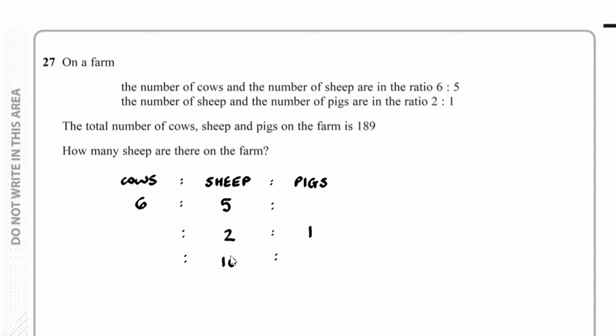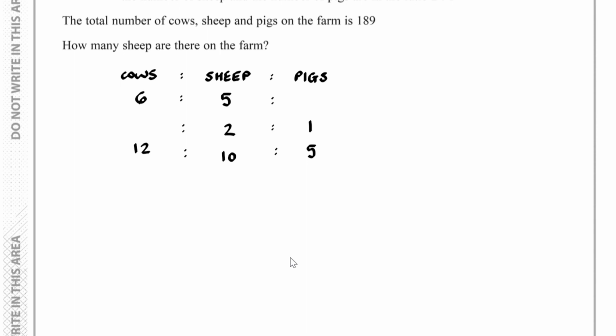What do I multiply 5 by to get 10? Well, I multiply that by 2, so 6 times by 2 is 12. What do I multiply 2 by to get 10? Well, that's 5, so 1 times by 5 is 5, so I've got 12 to 10 to 5.